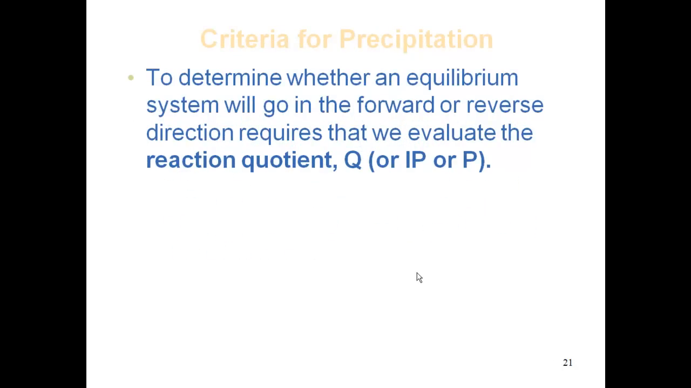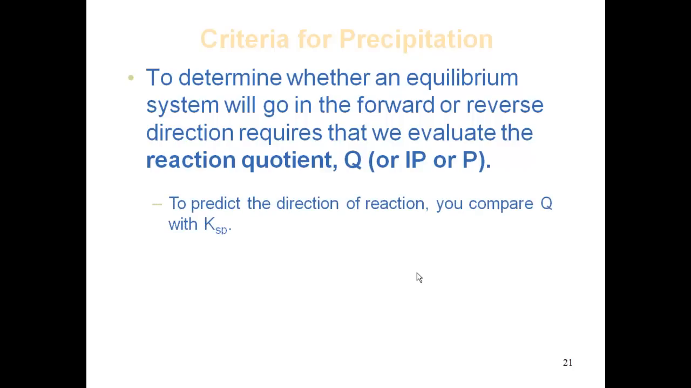To determine whether an equilibrium system will go in the forward or reverse direction requires that we evaluate the reaction quotient Q. This is very similar to what we did in the past to calculate Q. It is exactly the same as the K expression, except you put in an initial concentration, so you're not sure if you're at equilibrium or not, or if you have the saturation concentration values. Now, some books will refer to this as IP or P. I'm going to refer to it still as Q to keep it the same way as we've done in the past.